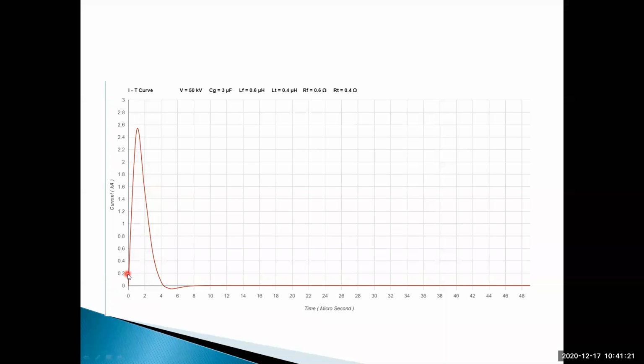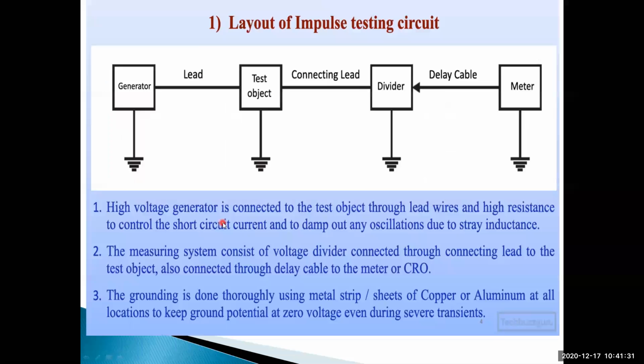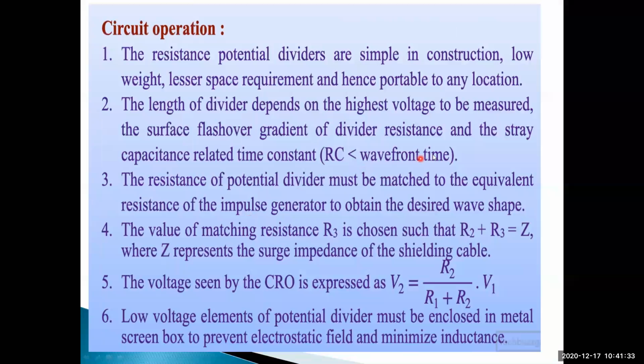Here we are getting the proper wave. It is smooth, there is no oscillation, so there is no disturbance in the wave shape. In order to get the wave shape like this, we have to maintain the time constant of the circuit RC less than the wave front time. So then only the stray capacitance effect is minimized. Understood? That is the main concept.